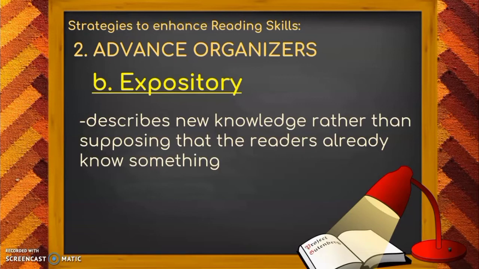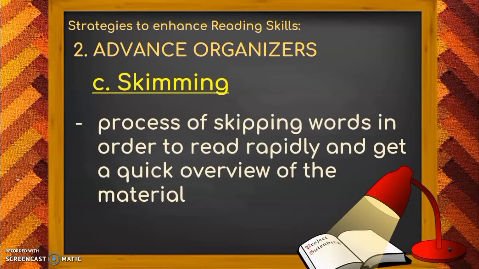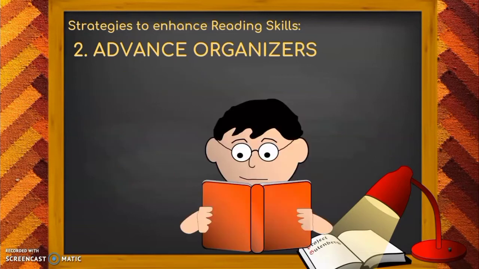Now, the third type of advanced organizer is skimming. Skimming is the process of skipping words in order to read rapidly and get a quick overview of the material. When the teacher provides the learners with the opportunity to skim over the information that is about to be introduced during the class, what the learner needs to do is to focus on highlighted information or maybe the headings. So that is how you skim a material.